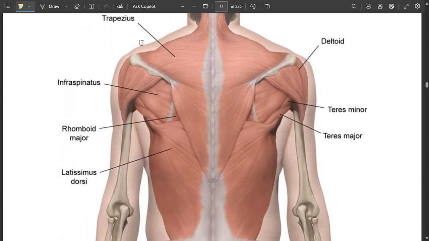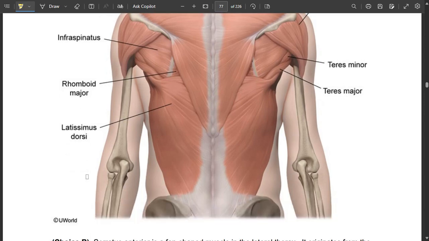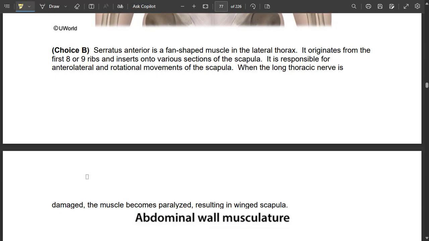Back muscles here: trapezius, infraspinatus, rhomboid major, latissimus dorsi, teres major, and deltoid. Serratus anterior is a flat muscle in the lateral thorax. So serratus anterior is present in the lateral part of the thorax.